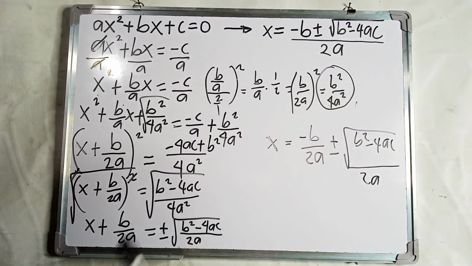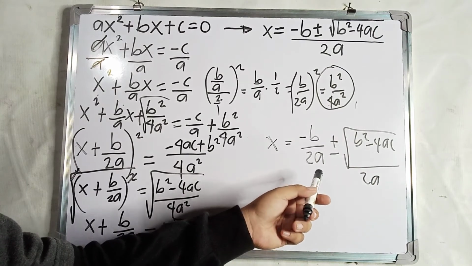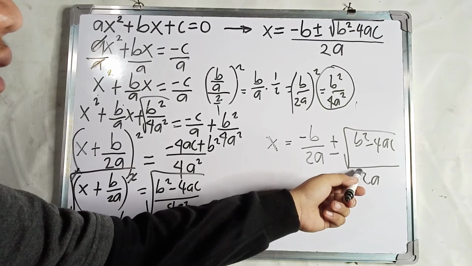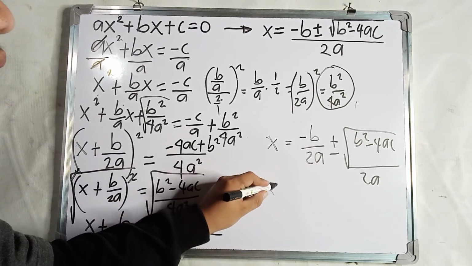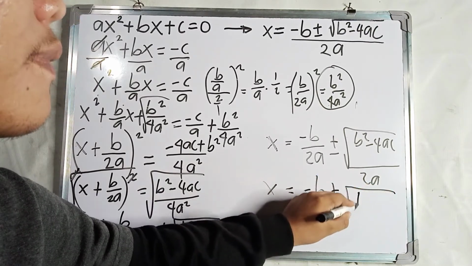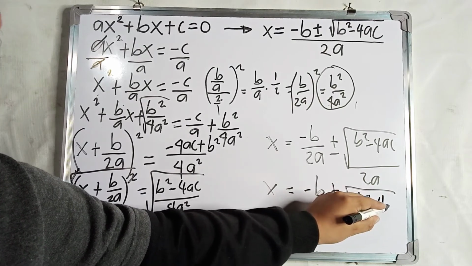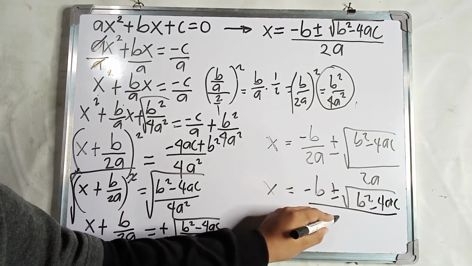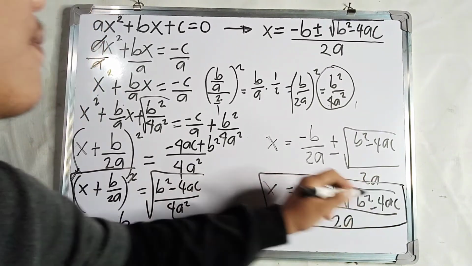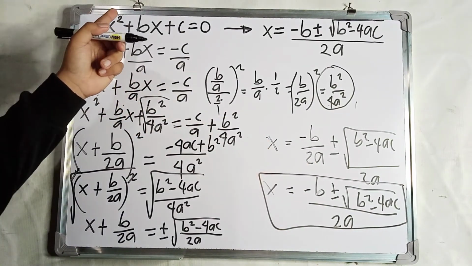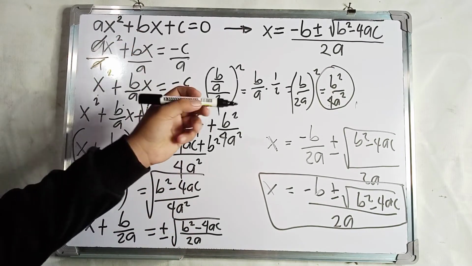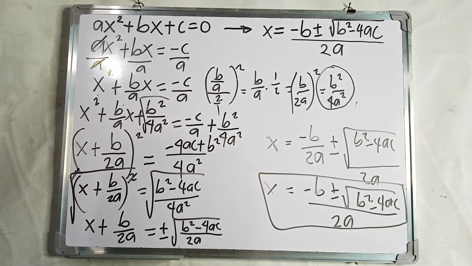Then here we are going to combine like terms, since the two terms are both over 2a. So x is equal to negative b positive negative square root of b squared minus 4ac all over 2a. So this is now the quadratic formula coming from the quadratic equation. This is the solution for why it transforms into this formula.